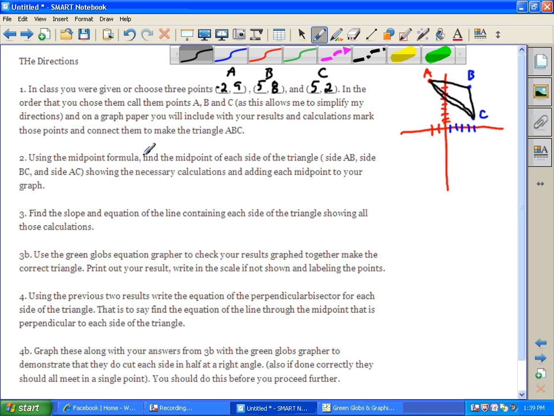Using the midpoint formula, find the midpoint of each side of the triangle. So we're going to try to find the midpoint of AB. What's the midpoint formula? The midpoint is the average of the x's, which you find by adding up two x's and dividing by 2, comma, the average of the y's. And I can do this pretty quick. So for the midpoint of AB, I'd take -2 plus 5, divide that by 2, and that'll give me the midpoint in the horizontal.